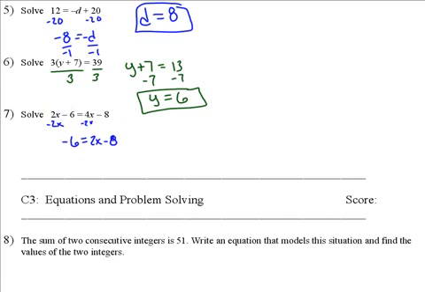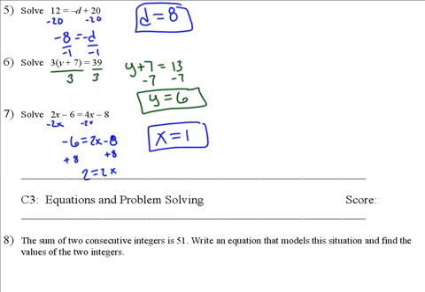Let's go ahead and add that 8 to both sides to isolate this x on the right. That'll give me 2 equals 2x, and we can either divide by 2 or just see by inspection that x would have to equal 1. If we try that, 2 minus 6 is negative 4. 4 minus 8 is also negative 4, so since both sides equal negative 4, this checks.